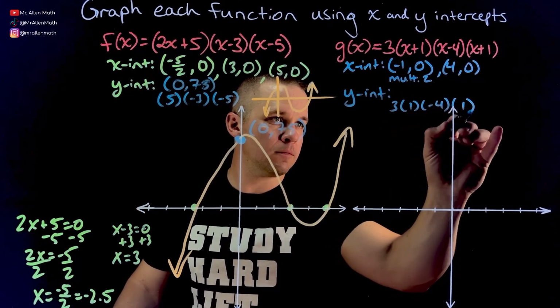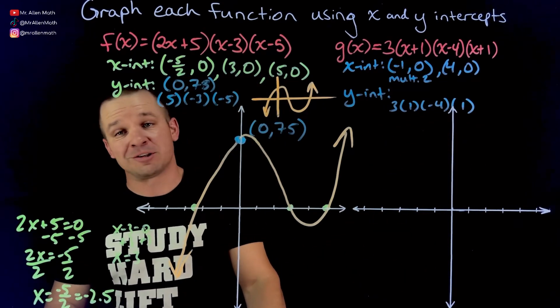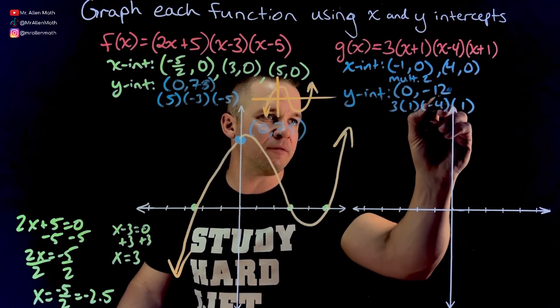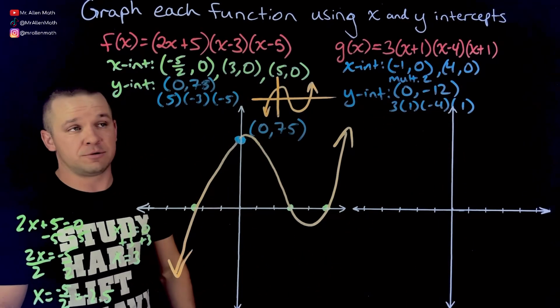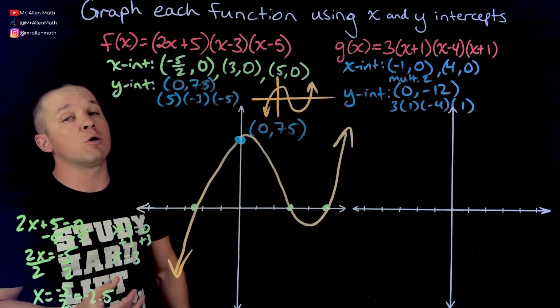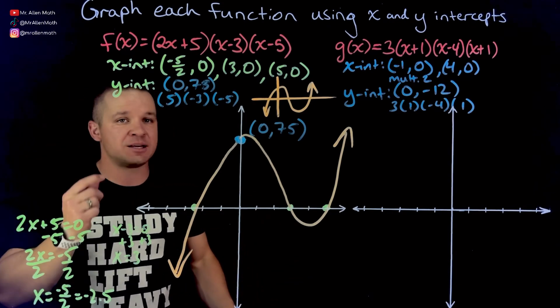And that'll be 1. So I've got 3 times 1 times -4 times 1. Well, the 1s don't matter, so it's really just 3 times -4, which is -12. So I plugged in 0, I get -12 out. That's how I get my y-intercept. If you want a y-intercept, you plug in 0 for x. That will work for any function that you ever encounter if it has a y-intercept.